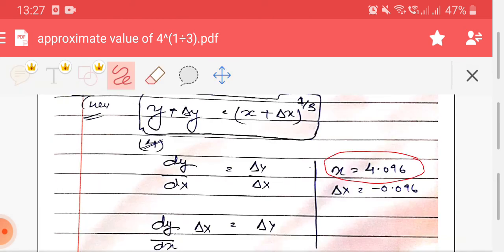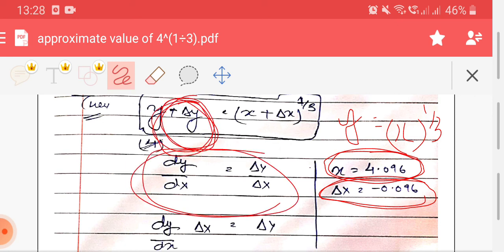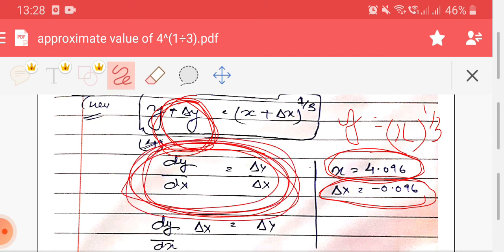So I have put x to be 4.096 and delta x to be minus 0.096. By directly calculating y as x to the power 1 by 3, putting in 4.096 to the power 1 by 3, you will get y. But what about delta y? This delta y can be calculated using a basic derivative rule in which linear variation of a particular function y with respect to x is followed, so that delta y by delta x is equal to dy by dx.